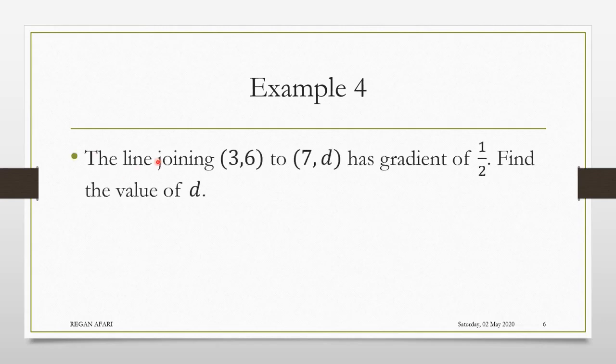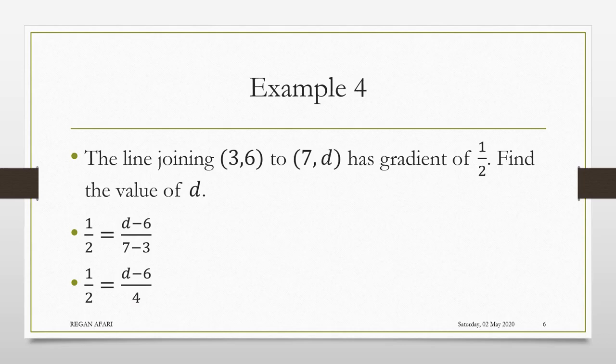The next example. We have a line joining these two points and has a gradient of half. The previous question we had a gradient of 1. This one has a gradient of half. Our job is to find the value of D. So the gradient is D minus 6, because it's y2 minus y1, then x2, which is 7, minus x1, 3. We equate it to half. But 7 minus 3 will give us 4.